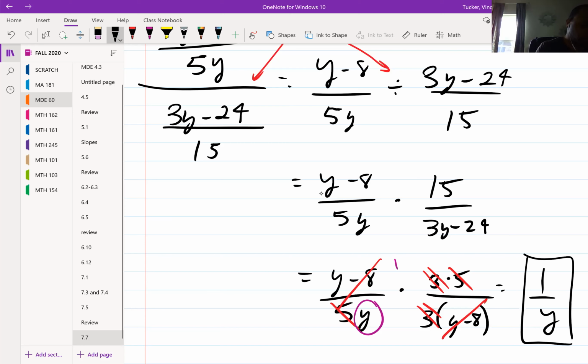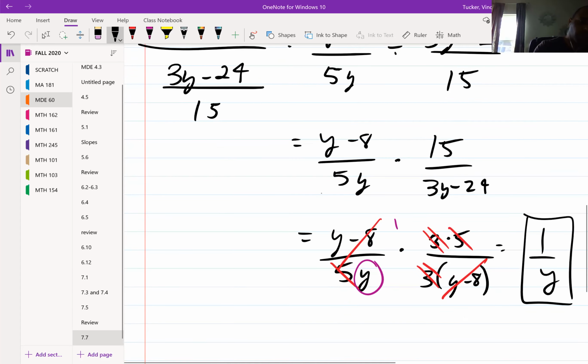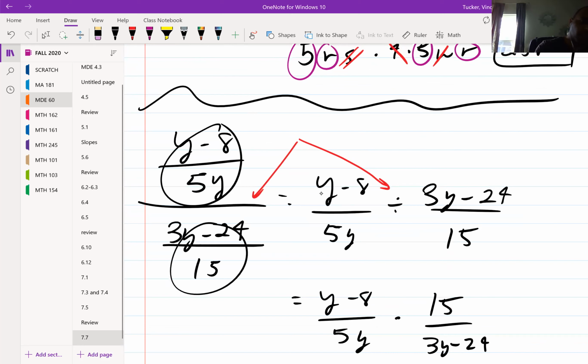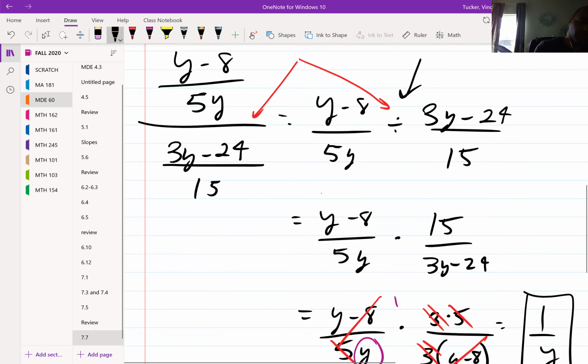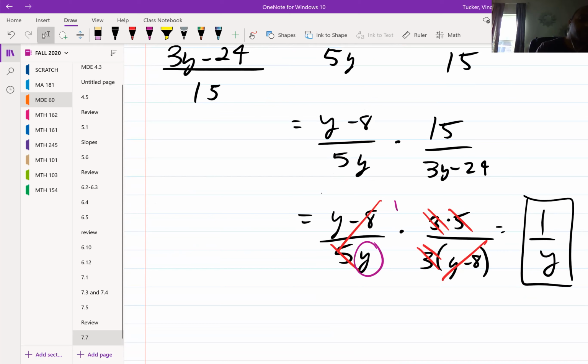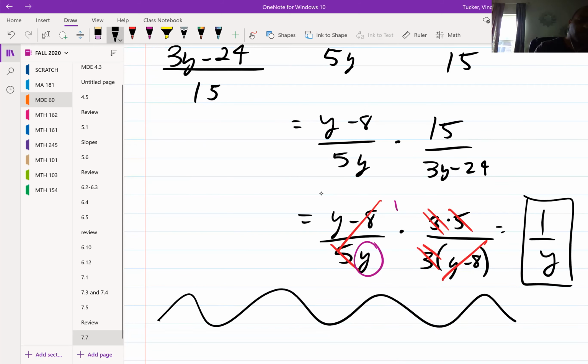Questions on that type. Whenever we have one solid fraction over one solid fraction, we can write it this way and then multiply accordingly by flipping the fraction that follows the division sign and then canceling out. So, any questions on that before we do another one that's a little bit different?